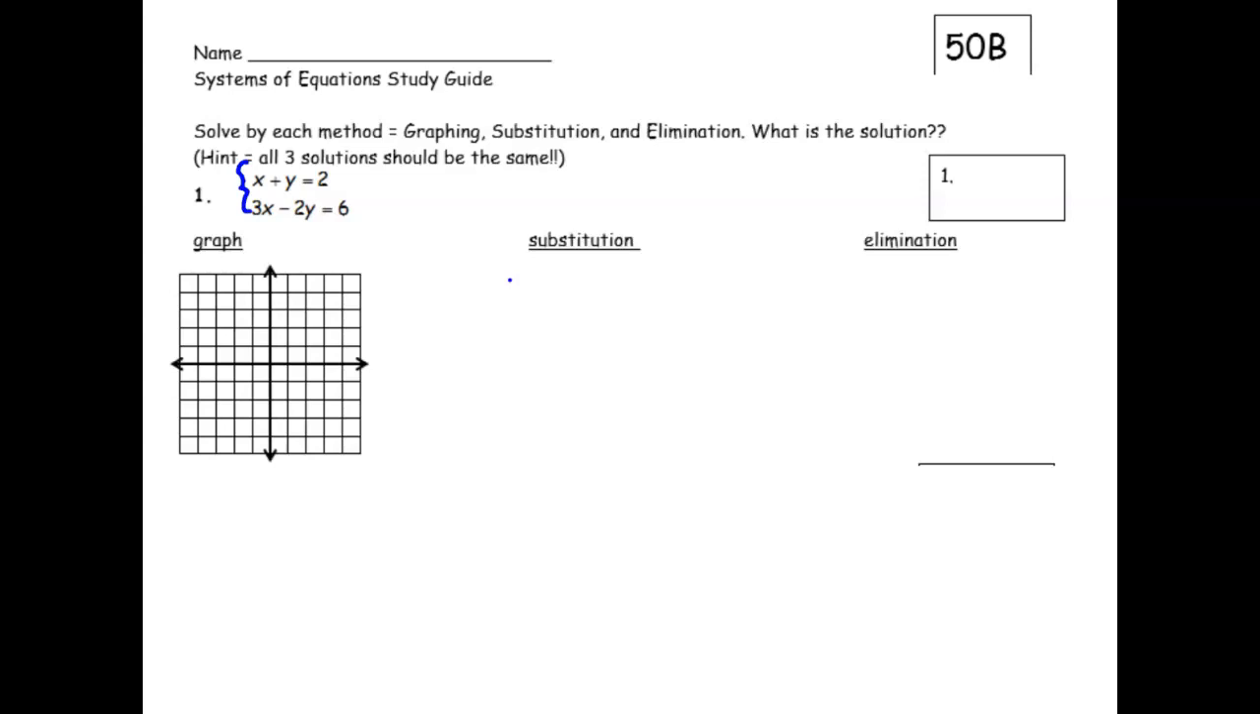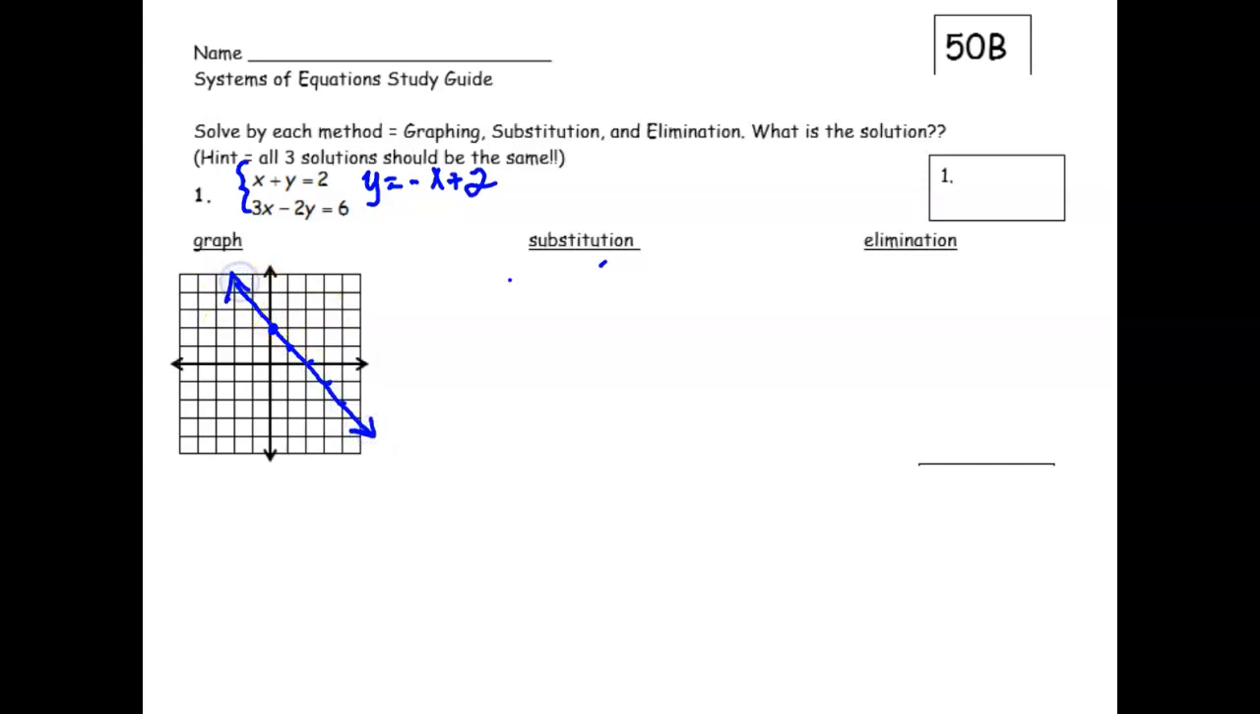same answer. So you're going to start off and you're going to graph. Remember, when you graph, you've got to put it into y-intercept form first, so y = -x + 2. So when you graph it, you start at your y-intercept and your slope is -1. So the first line would look like this.